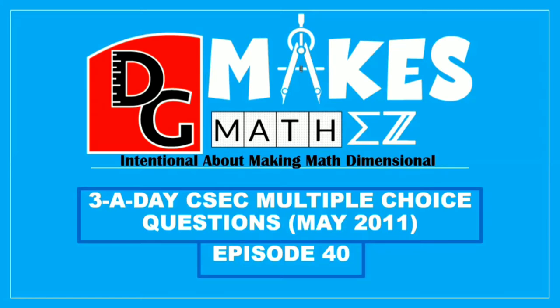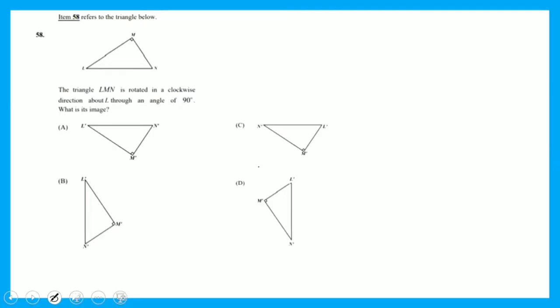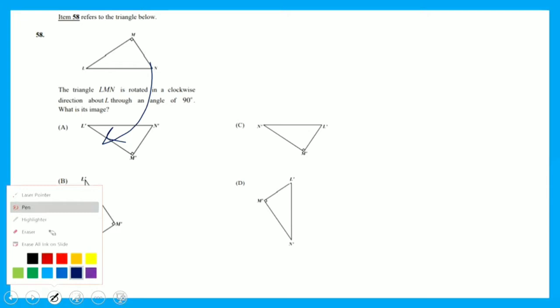We are now going to go to question 58. And we looked at rotation yesterday, so we're going to look at a bit of that right now. The triangle LMN is rotated in a clockwise direction, so we already know it's supposed to be going that way, through an angle of 90 degrees. What is its image?